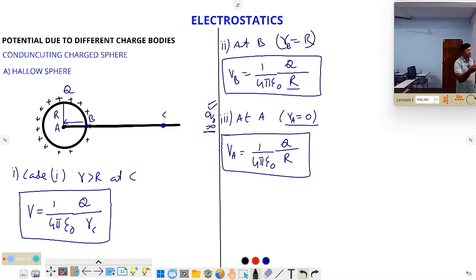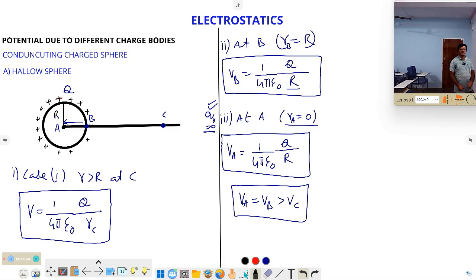That means simply the conclusion we can say, in the case of a hollow sphere, the potential at point A is equal to the potential at point B, and these two point potentials are greater than the potential at point C. This is the concept you need to understand. That means potential outside is always less and on the surface it will be more, inside it will be the same as the surface.